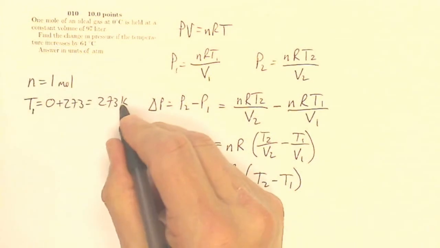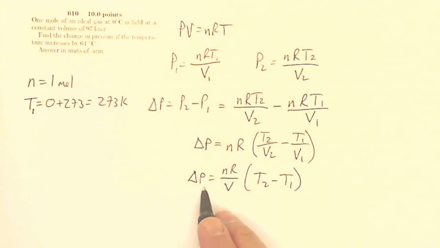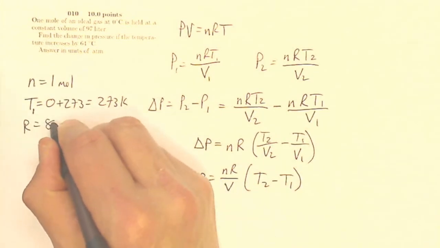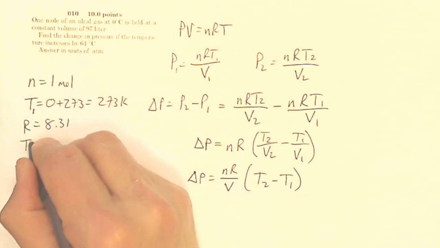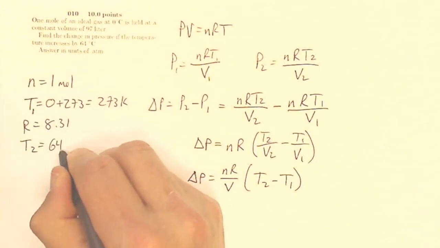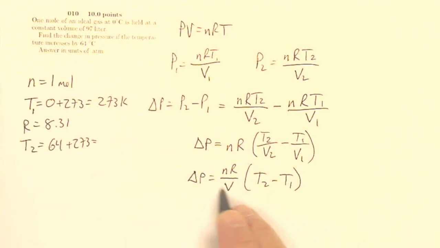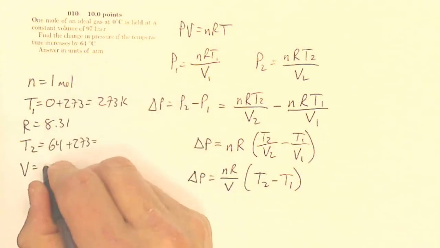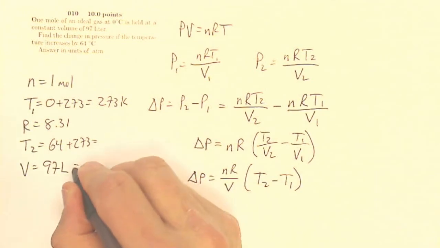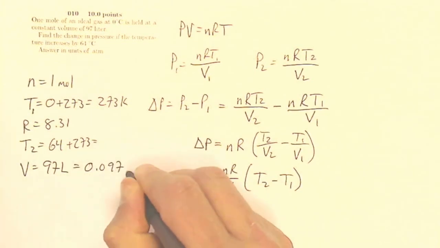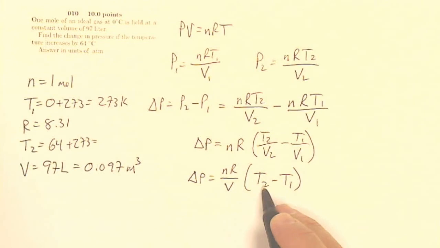That's my initial temperature. What else do I need? R is 8.31. My T2 is going to be 64 plus 273. And my volume is given as 97 liters. Remember there are 1,000 liters in 1 cubic meter, so that's going to be 0.097 cubic meters. So now I know n, R, V, T2, and T1.